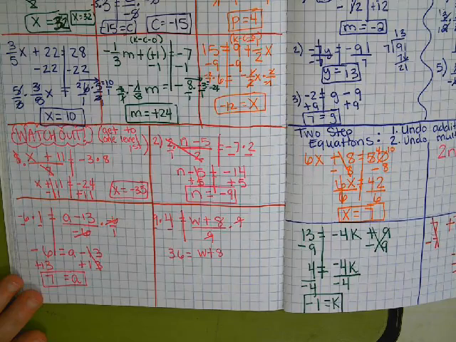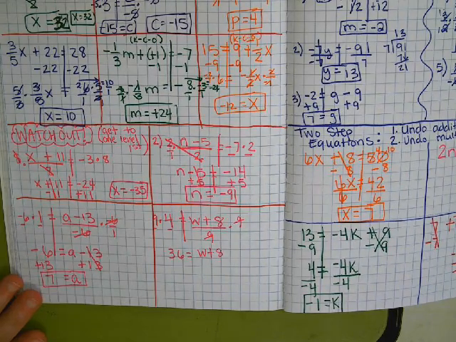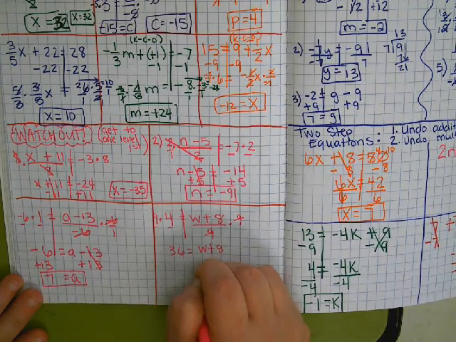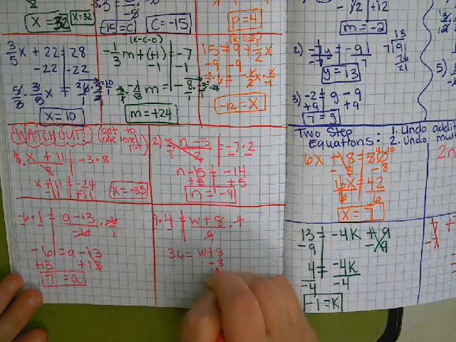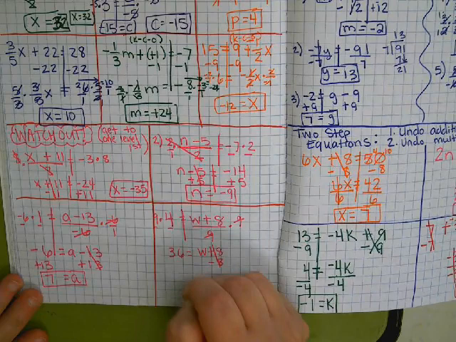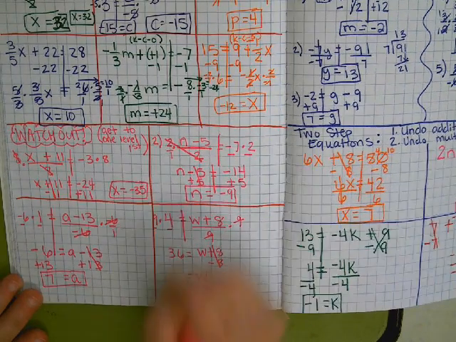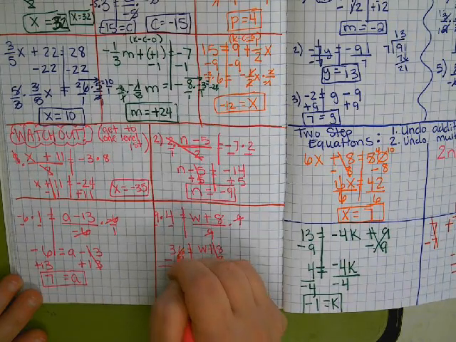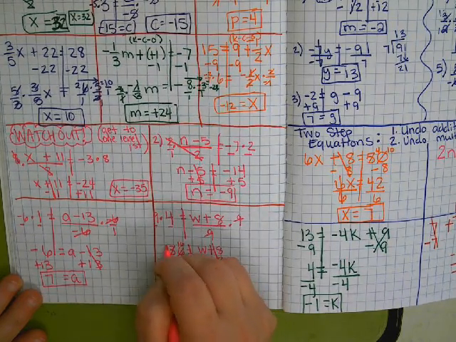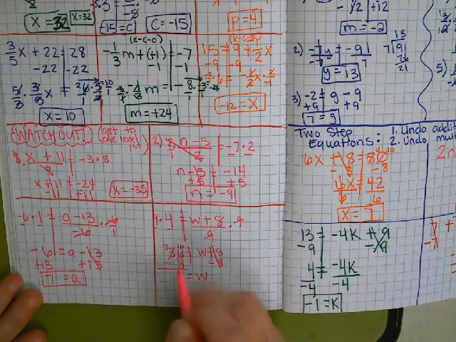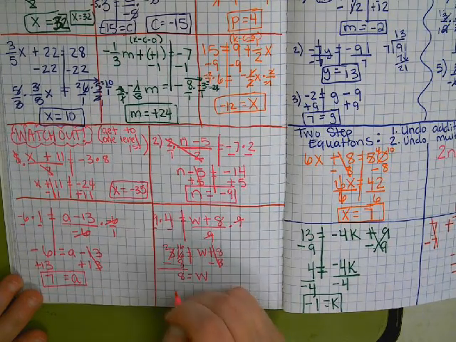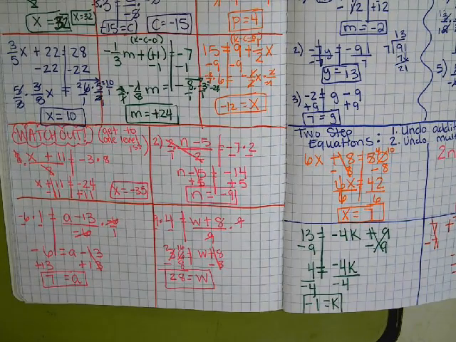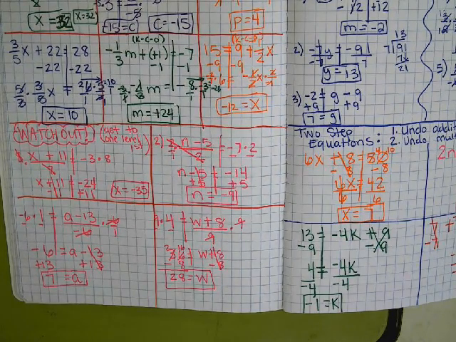Now I'm left with a one-step equation. To get rid of a plus 8, I have to subtract 8. A positive 8 and a negative 8 makes 0. I'm left with w. But whatever I do on one side, I have to do on the other. I can borrow. 16 minus 8 is 8, and 2 minus nothing is 2. 28. Good job. You have completed the two-step equation lesson.